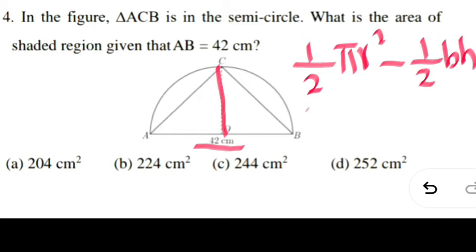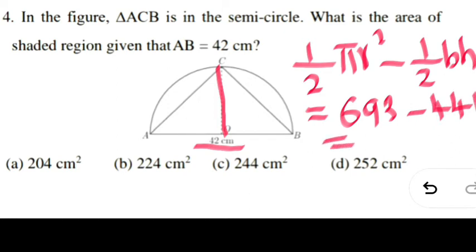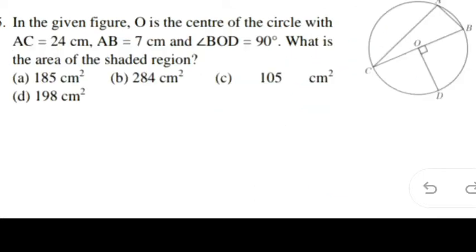Okay. So, if you calculate, you will get 693 minus 441. So, that is equal to 252. So, option D is the correct answer. Option D. So, what is the area of the shaded region from this figure? Area of semicircle minus area of triangle.